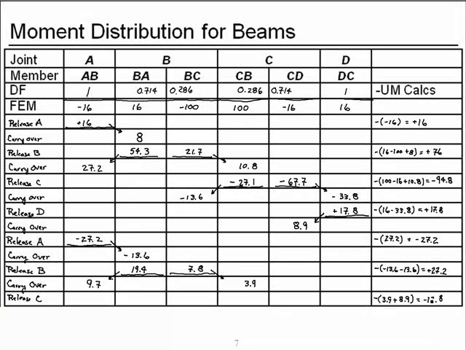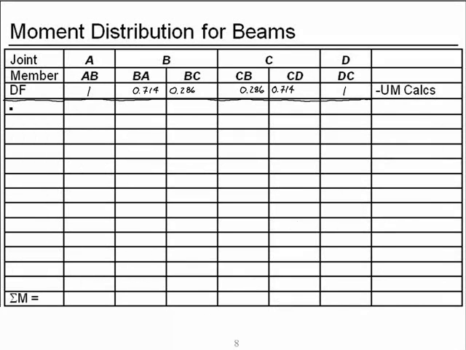So we take the negative 12.8 times the 0.286 distribution factor, and I get a negative 3.7 coming into member CB, and I take the negative 12.8 times the 0.714 distribution factor, and I get a negative 9.1 foot kips into member CD. And this brings node C into equilibrium, but we'll have carryover that I will continue on the next page.